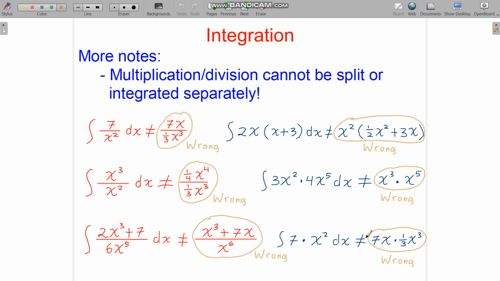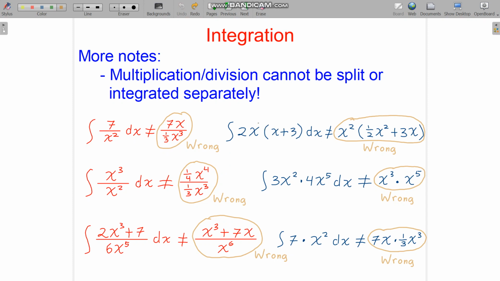Multiplication and divisions cannot be split or integrated separately, unlike additions and subtractions. So here we have a division. We cannot just integrate the 7, we get 7x. We integrate x squared, we get 1/3 x cubed. So we get 7x over 1/3 x cubed. This is just wrong. The integral of x cubed is 1/4 x to the power of 4. That is right. The integral of x squared is 1/3 x to the power of 3. That is right. But we cannot just integrate individually, separately, and then divide the final answer. So this is wrong.